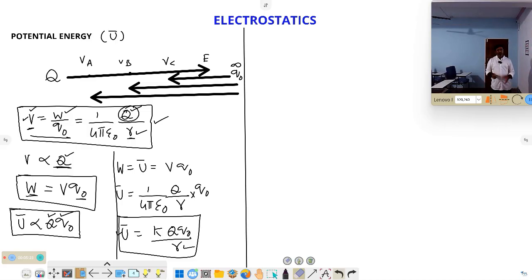That means the potential energy of charges depends on a system of charges. A system of charges means a minimum of two charges is required to explain the potential energy concept here. For a single charge, we are not going to explain the potential energy concept. If you want to explain it, you have to take another charge as a unit charge.